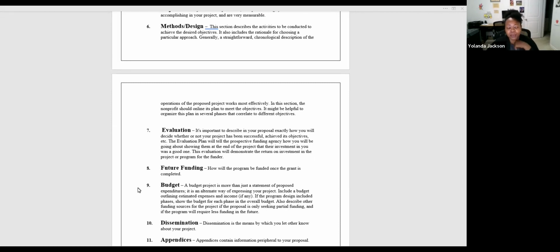So number 9 is the budget. A budget project is more than just a statement of proposed expenditures. It's an alternate way of expressing your project. Include a budget outlining estimated expenses and income, if any. If the program design included phases, show the budget for each phase in the overall budget. Also describe other funding sources for the project if the proposal is only seeking partial funding, and if the program will require less funding in the future.